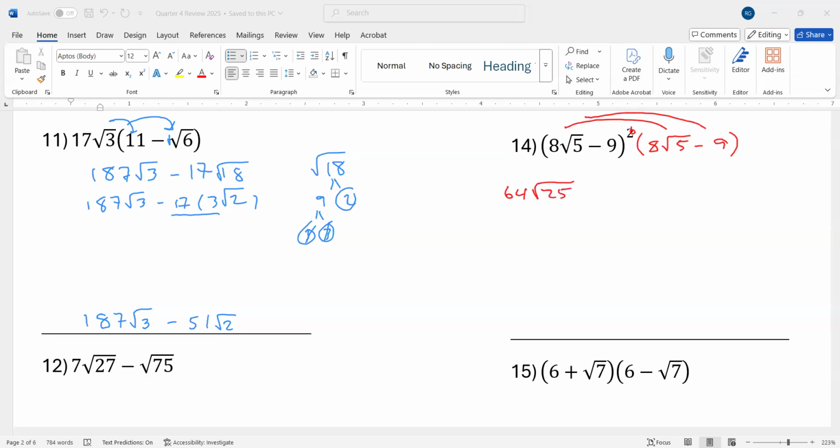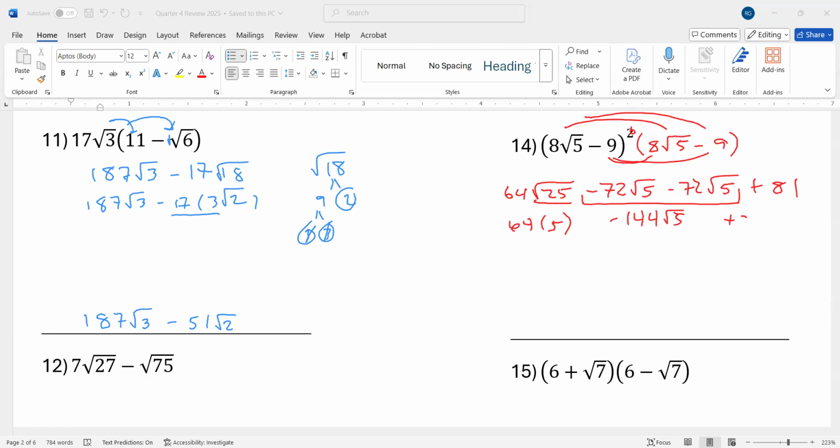8 times negative 9 is negative 72 radical 5. Negative 9 times 8 is negative 72 radical 5. Negative 9 times negative 9 is plus 81. All right, so I see that I can simplify the square root of 25 to 5. 64 times 5. I also see that I can combine these two. They don't cancel. Negative 72 and negative 72 makes negative 144 radical 5. And then plus 81 at the end.